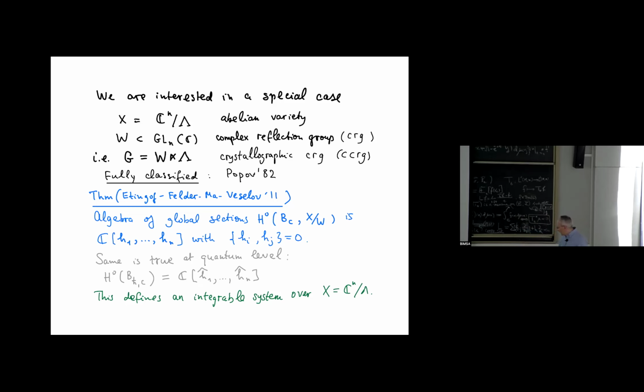So what happens here is that the algebra of global sections for this sheaf of algebras is a polynomial ring on n generators which Poisson commute. The same is true at the quantum level. The algebra of global sections of the quantum quadratic algebra would be a polynomial ring on n generators. And this defines an integrable system on this abelian variety. So this is what I will refer to as the complex crystallographic Calogero-Moser system.